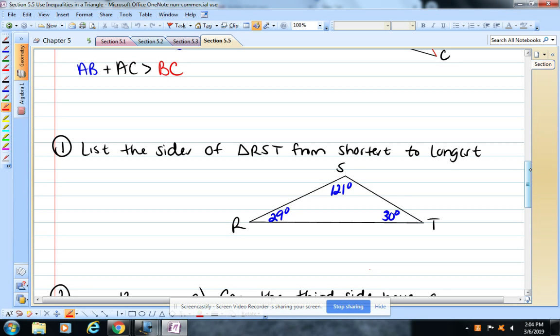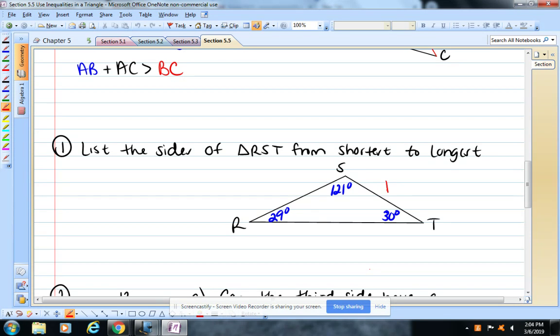List the sides of triangle RST from shortest to longest. And I told you at the beginning of the lesson, the shortest side is across from the smallest angle, right? So which one of these is the smallest angle? 29 is the smallest angle, right? It's the lowest number. So it's across from, so this is going to be my smallest, I'm going to call it 1. I'm just going to put it in order, 1, 2, 3. Does that sound good? So there's my smallest one.